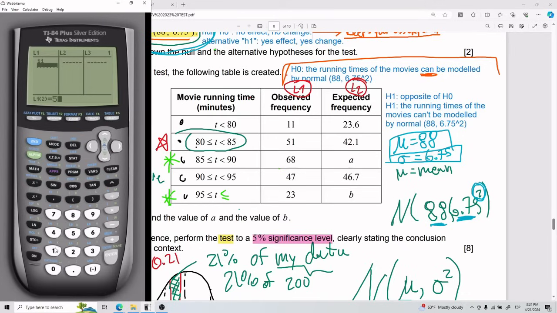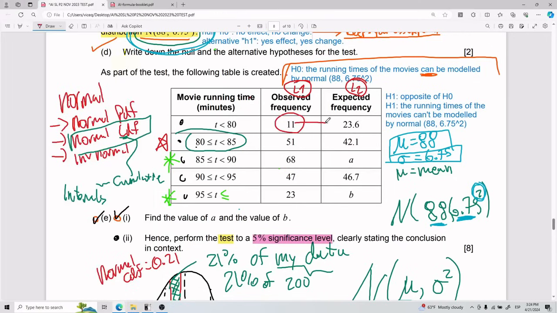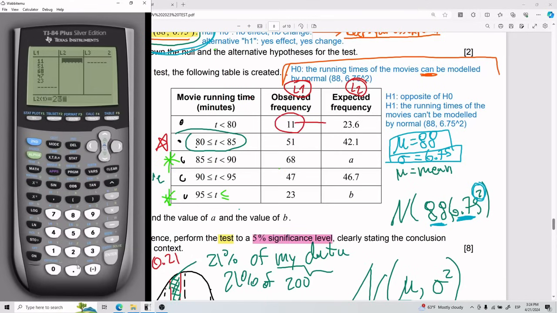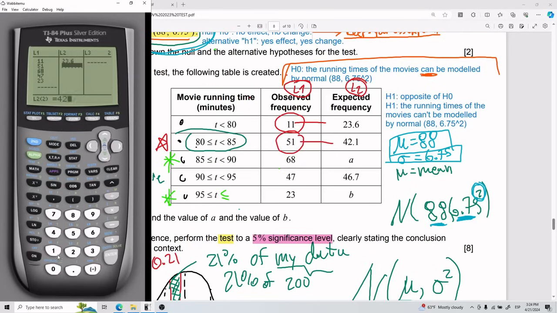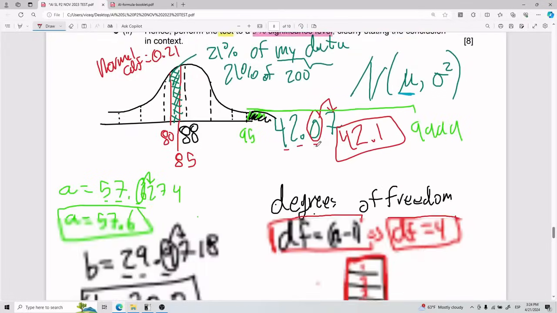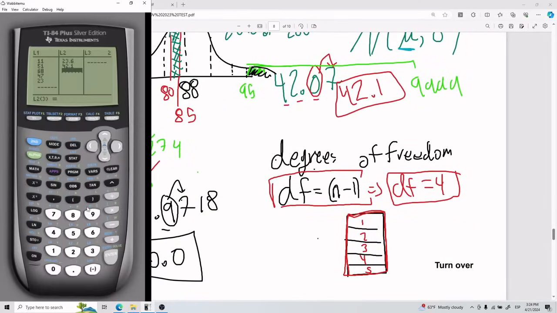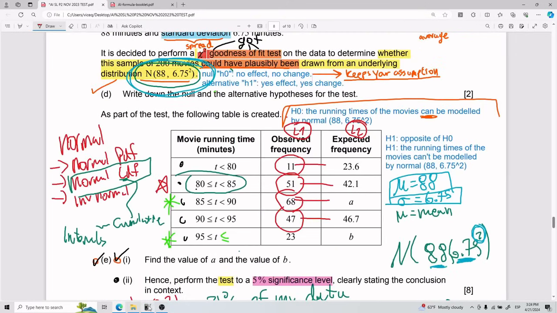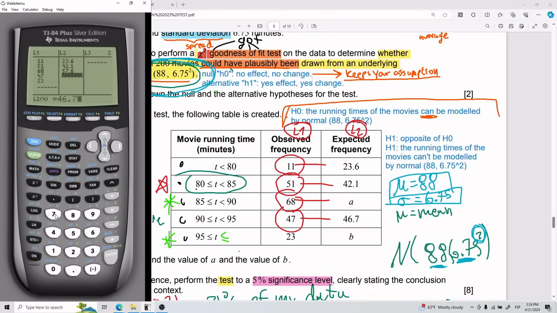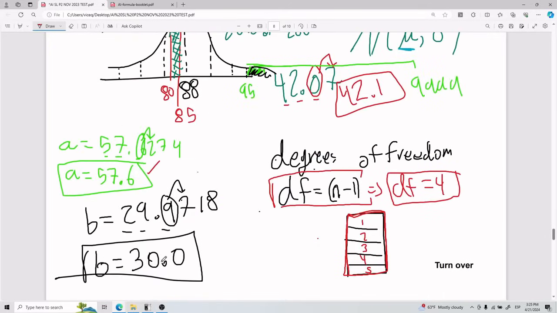So 11, 51, 68, 47, 23. The observed 11 has the associated expected 23.6. The observed 51 has the expected 42.1. The observed 68 has the expected A, which we said was 57.6. The expected 47 has observed 46.7, so that one is very similar. And for 23, we have B, which we said was 30.